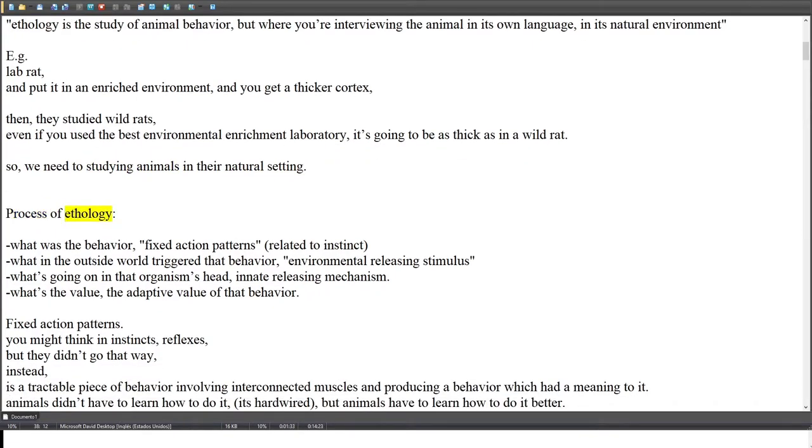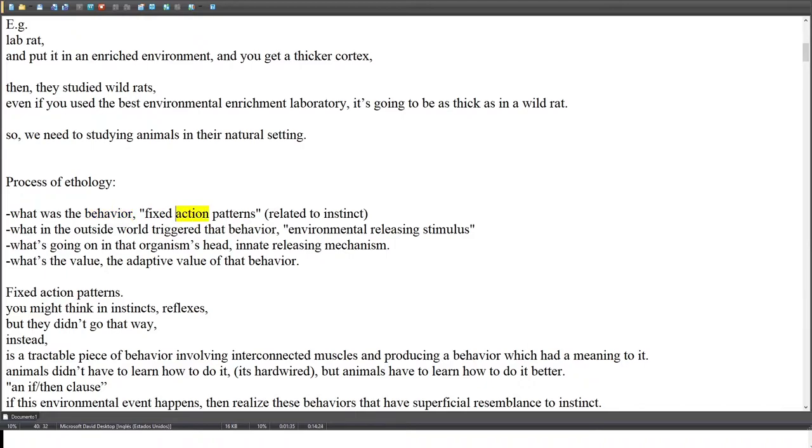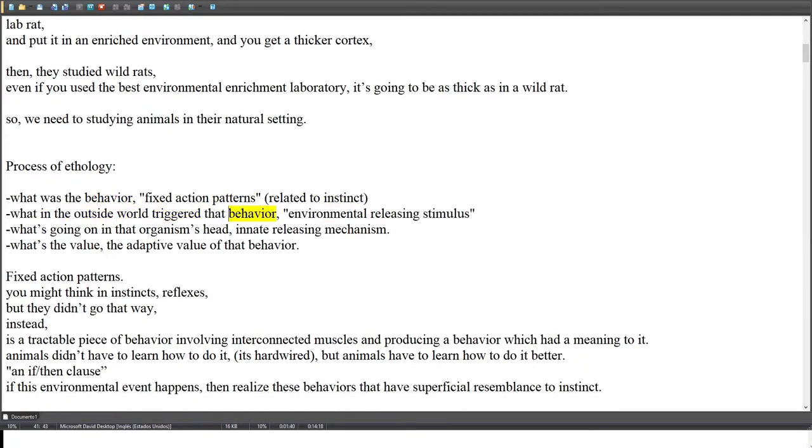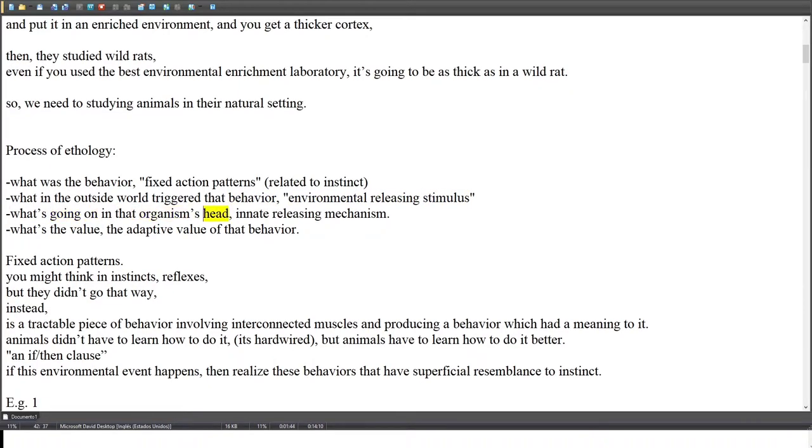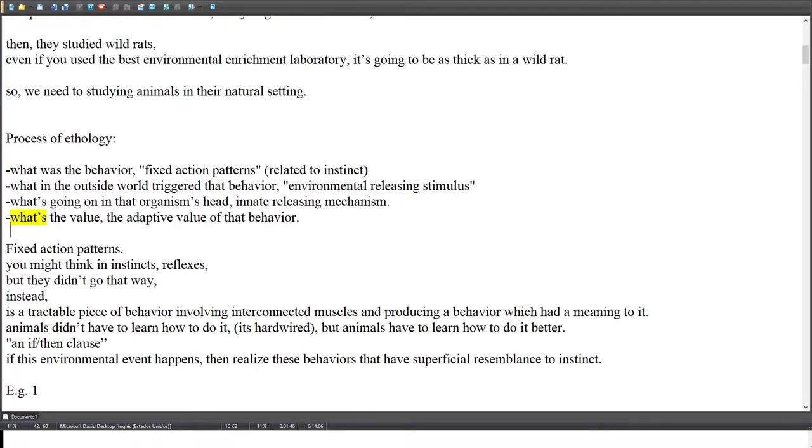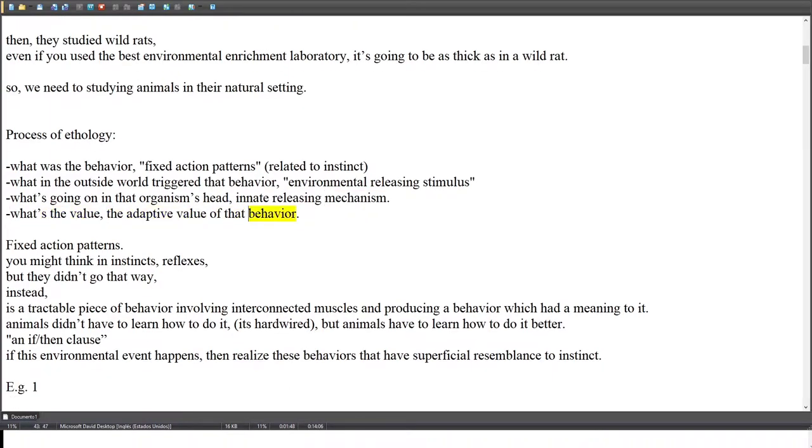The process of ethology. What was the behavior? Fixed action patterns, related to instinct. What in the outside world triggered that behavior? The environmental releasing stimulus. What's going on in that organism's head? The innate releasing mechanism. What's the adaptive value of that behavior?